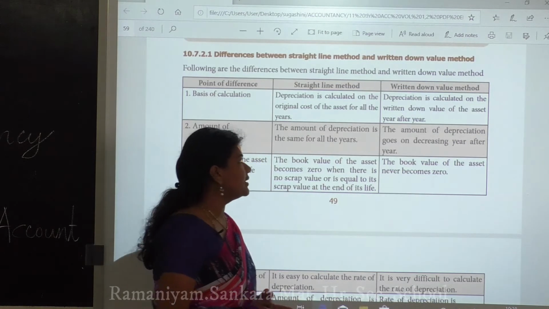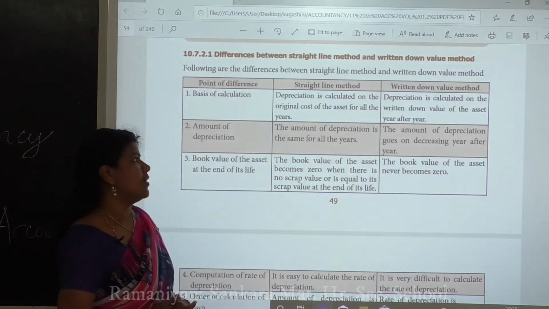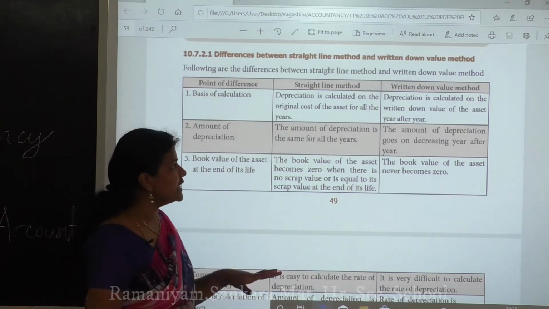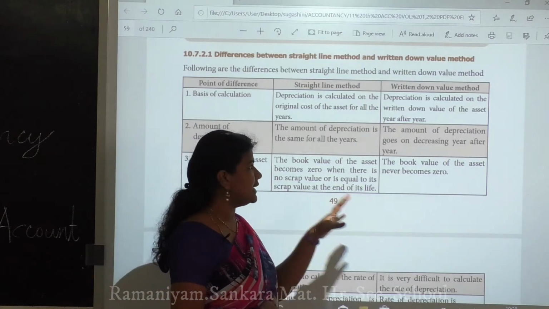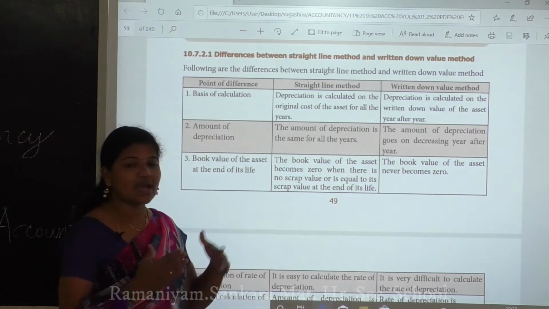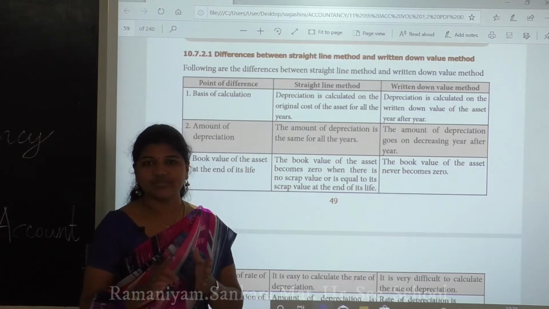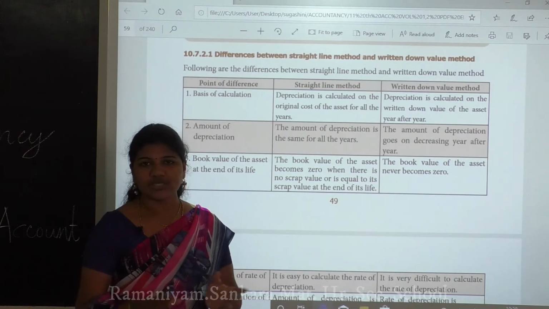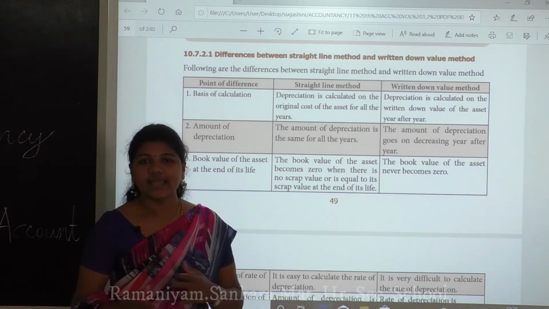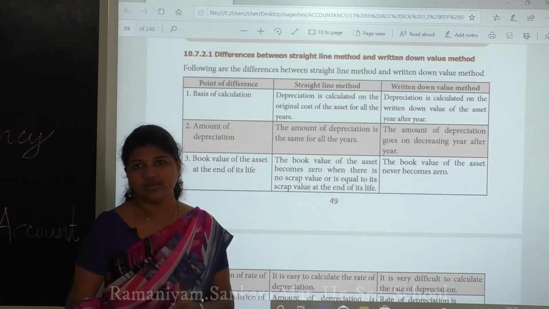In the written down value method, depreciation is calculated on the written down value of the asset year after year. Actually they calculate it year after year. What is the amount reduced in the first year, what is the amount reduced in the second year, like that they calculate and depreciate it.